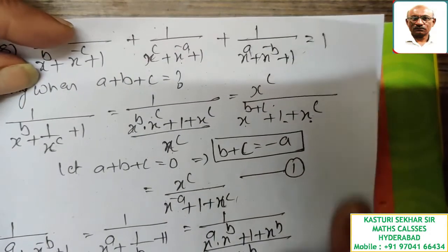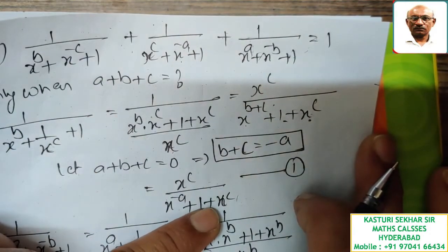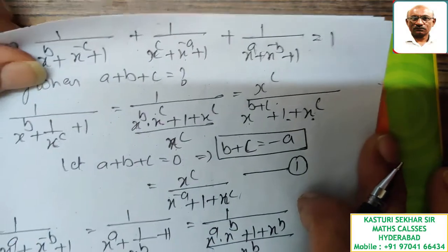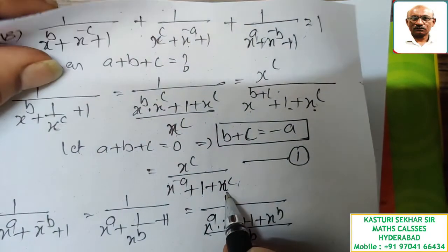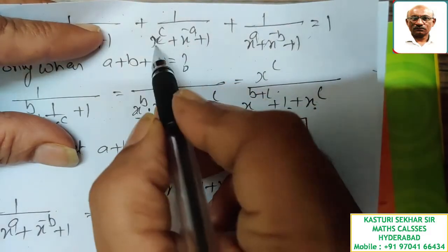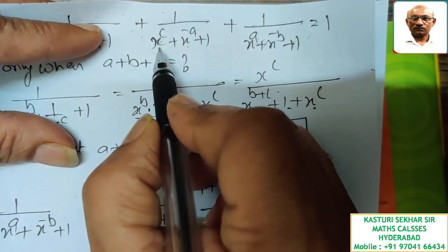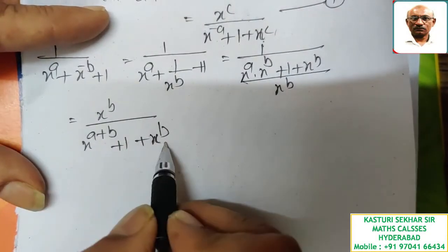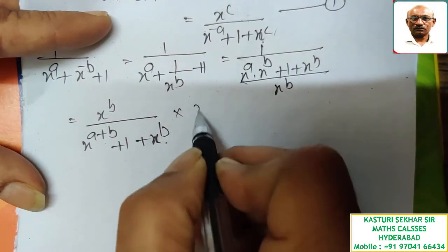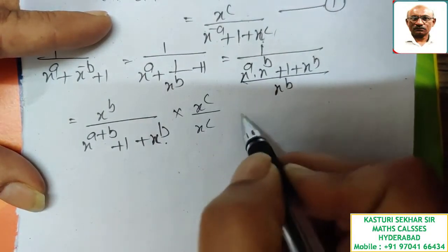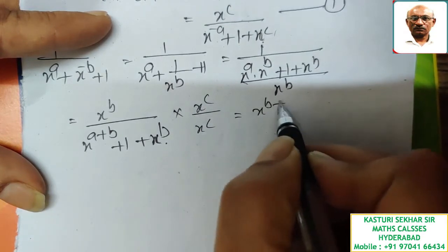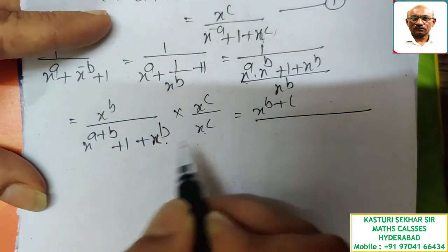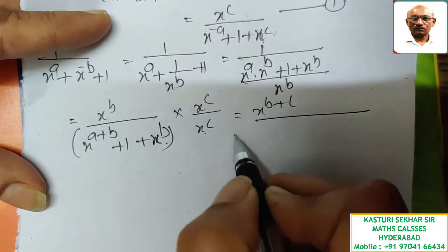Now, look at the logic here. For the first term, in the denominator I have x power c. In the second term also I have x power c in the denominator. But I don't have x power c here. Multiply with x power c divided by x power c. With x power c, multiply these three terms.